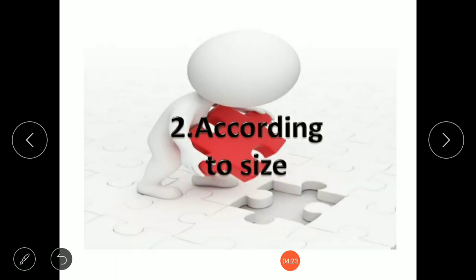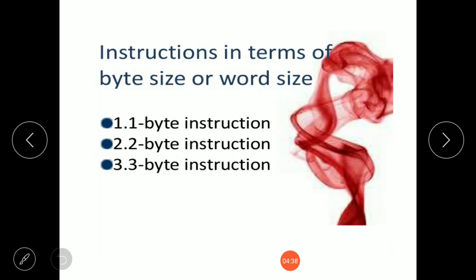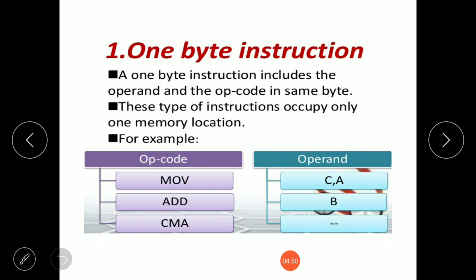Now we'll go to the next slide where I'm going to discuss the classification of 8085 microprocessor instructions based on the length of the instruction. According to the size of the instructions, we have 3 classifications: 1-byte instruction, 2-byte instruction, and 3-byte instruction. So what is a 1-byte instruction? A 1-byte instruction includes the operand and opcode in the same byte. These type of instructions can occupy only one memory location.